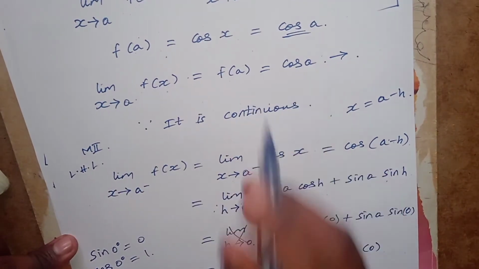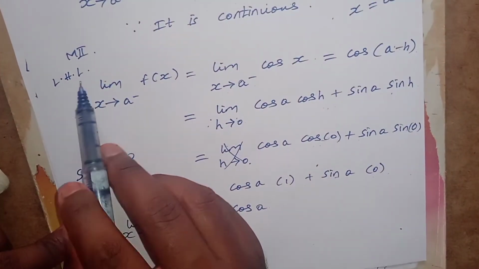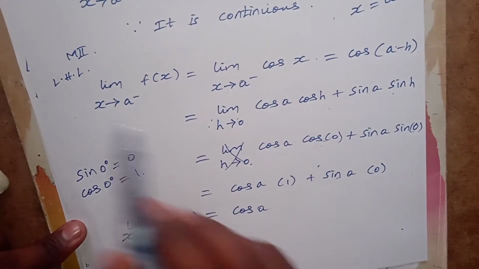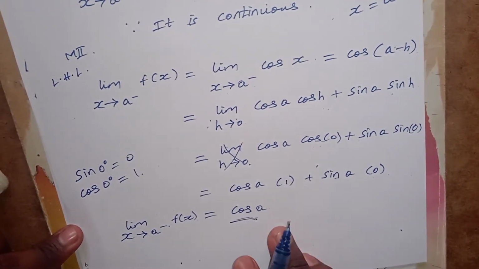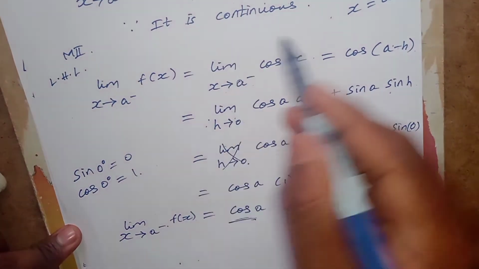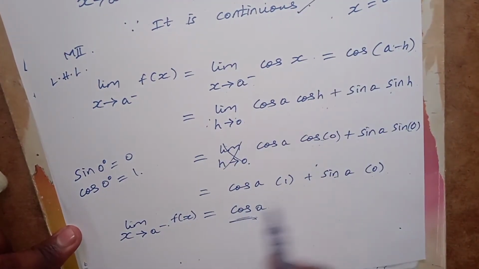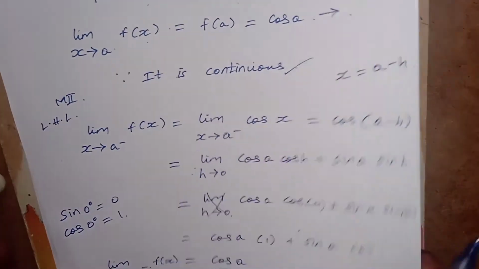You can do it in general form, otherwise, applying left hand limit equal to right hand limit equal to f of a, here also it comes the same, therefore it is similarly continuous. Okay, next.